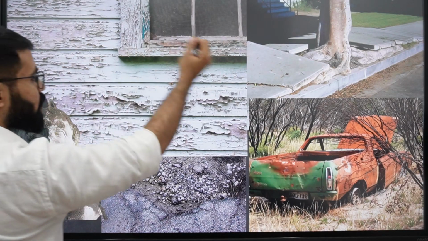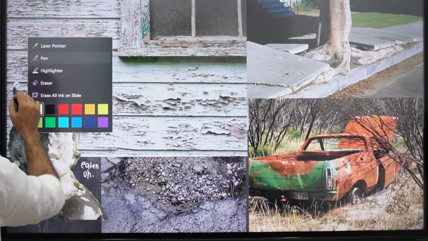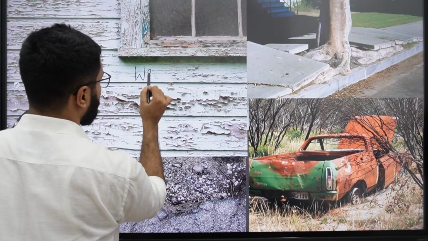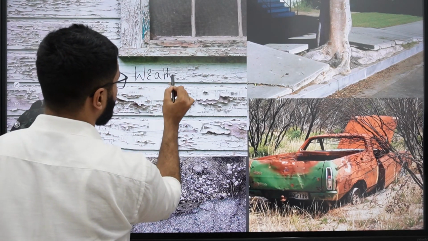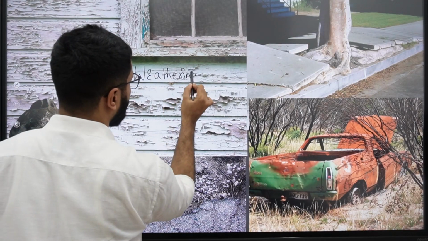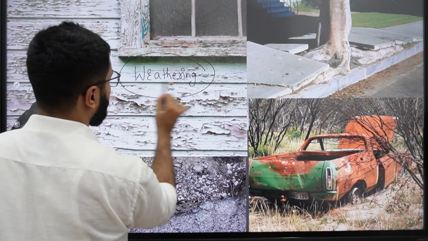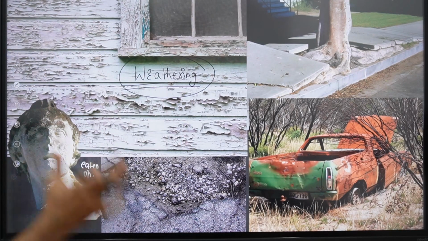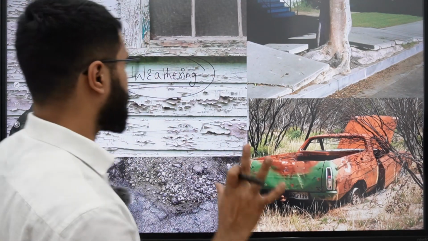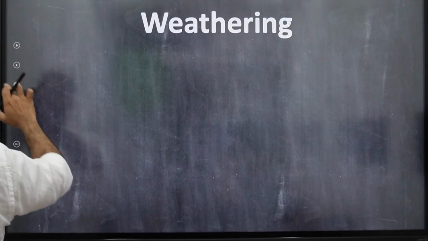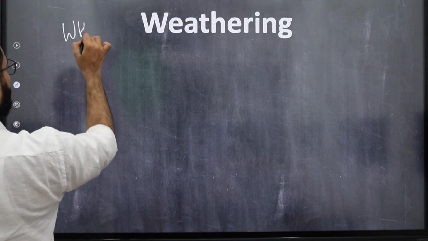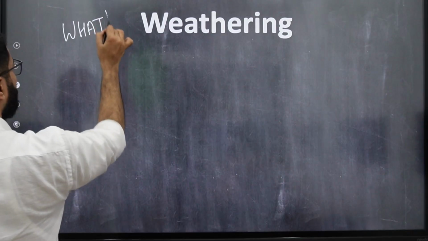It has been eaten up. So if I were to summarize what's happening in these images, I would just write this: weathering. So that's the topic for today's lecture. Weathering. What do you understand by weathering? That is my first question. As we move, I would really like to emphasize this question. What is weathering?